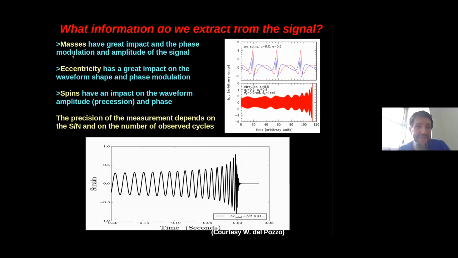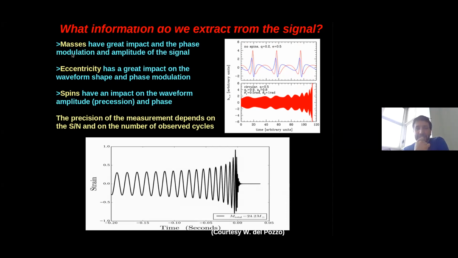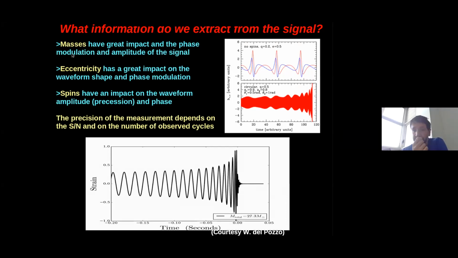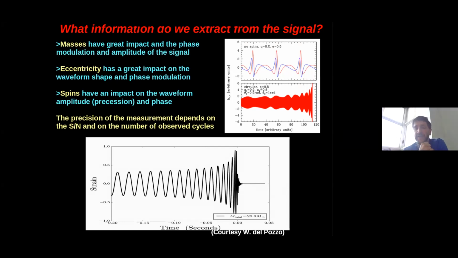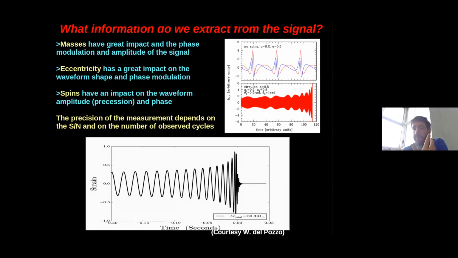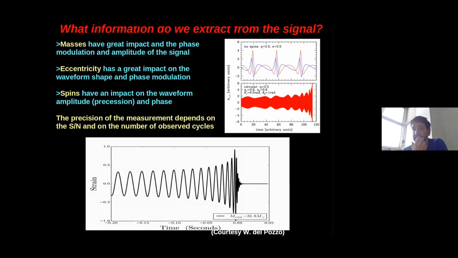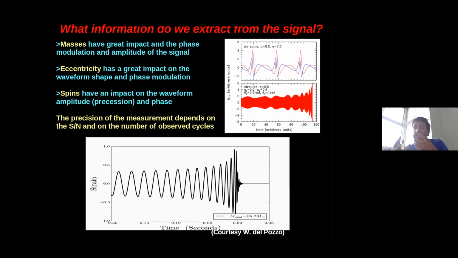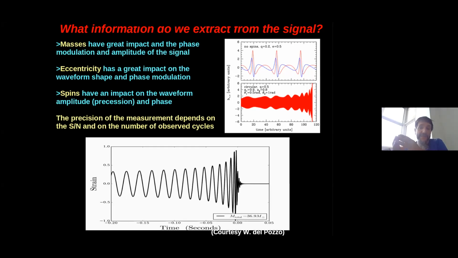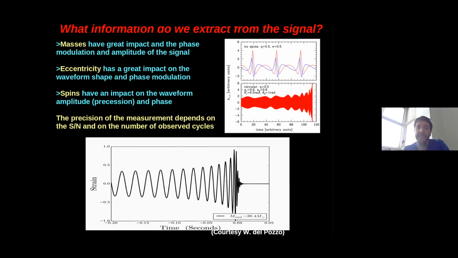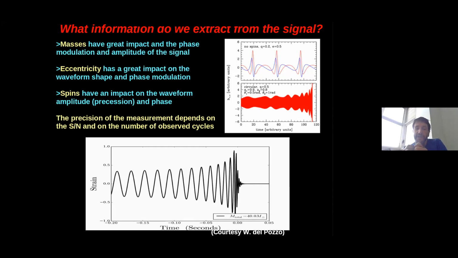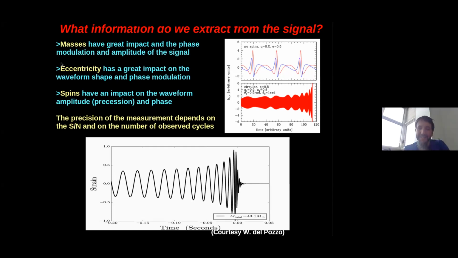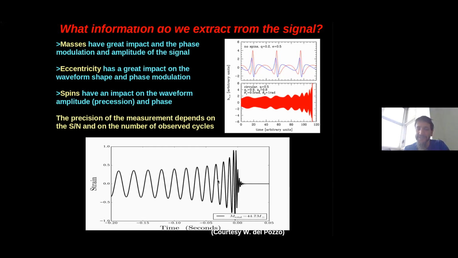I was just saying that the waveform depends on the source parameters, and in particular, one important parameter is the total mass of the system, because as I was mentioning before, the larger the mass, the lower the frequency. And here you see how the wave is stretched, so the frequency becomes lower as you increase the total mass of the system.